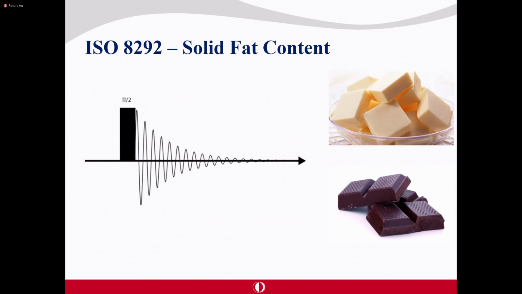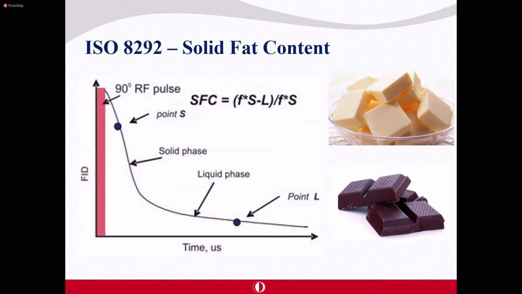Yesterday, we talked about chocolate crystallization. Crystallization in chocolate is affected significantly by the solid fat content. And measuring solid fat content is quite easy in terms of NMR. We don't need a complicated pulse sequence. We can just use a 90-degree pulse, record the FID, and then with a data analysis, by looking at the signal intensity at different points, we can come up with the solid fat content.